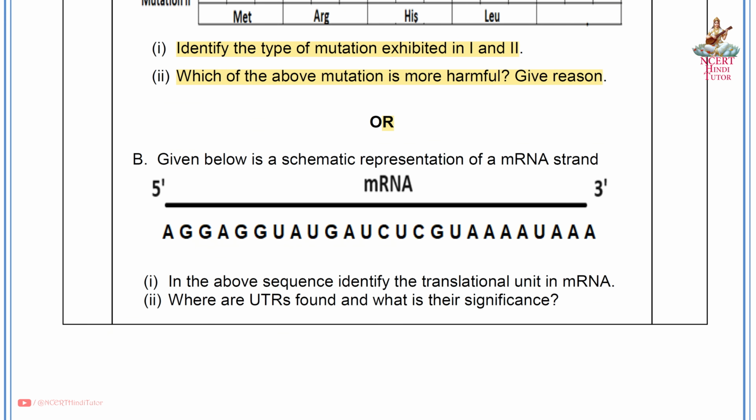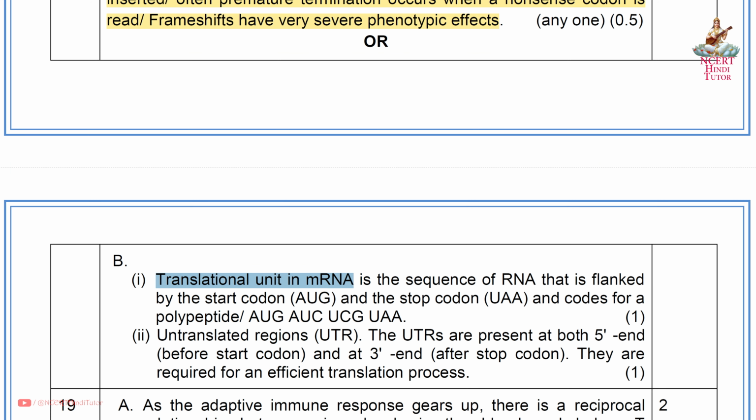Or B. Given below is a schematic representation of a mRNA strand. First, in the above sequence, identify the translational unit in mRNA. Answer. Translational unit in mRNA is the sequence of RNA that is flanked by the start codon AUG and the stop codon UAA and codes for a polypeptide: AUG, AUC, UCG, UAA.